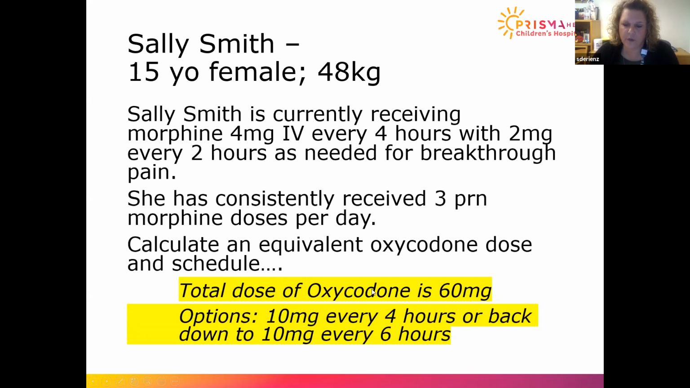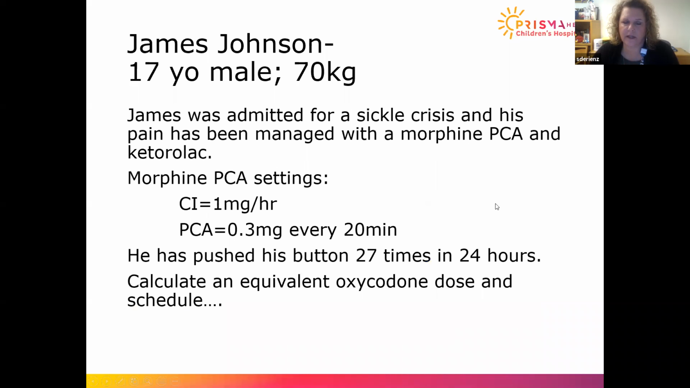But if you wanted to do one-to-one, you could do 10 milligrams every 4 hours, or you could back down to 10 milligrams every 6 hours. So again, here's another example. This is a PCA setting. So the patient has a sickle cell crisis and it's been managed with the PCA and Ketorolac. And so they're getting a milligram an hour of morphine with 0.3 milligrams every 20 minutes. He has pushed his button 27 times in the last 24 hours. So you can calculate an equivalent oxycodone dose for this patient as well. I'll give you a minute to look at that.